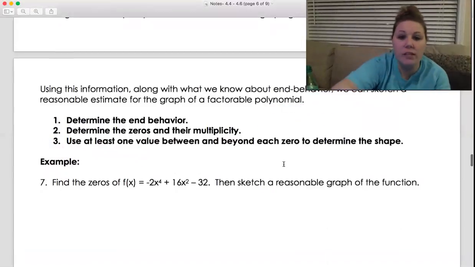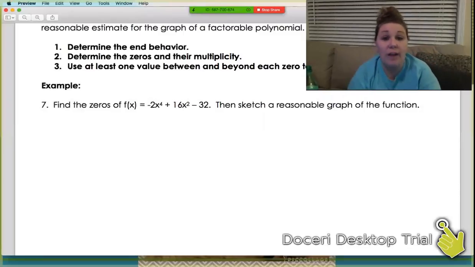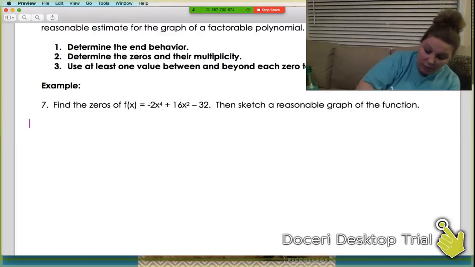So let me move this so that we can look at this example here. All right, so I want to find the zeros of this function, and then I want to sketch a reasonable graph. So the first thing that I'm going to do is determine the end behavior.